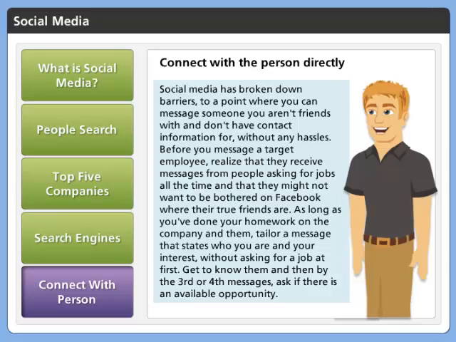As long as you've done your homework on the company and them, tailor a message that states who you are and your interest without asking for a job at first. Get to know them, and then by the 3rd or 4th message, ask if there is an available opportunity.